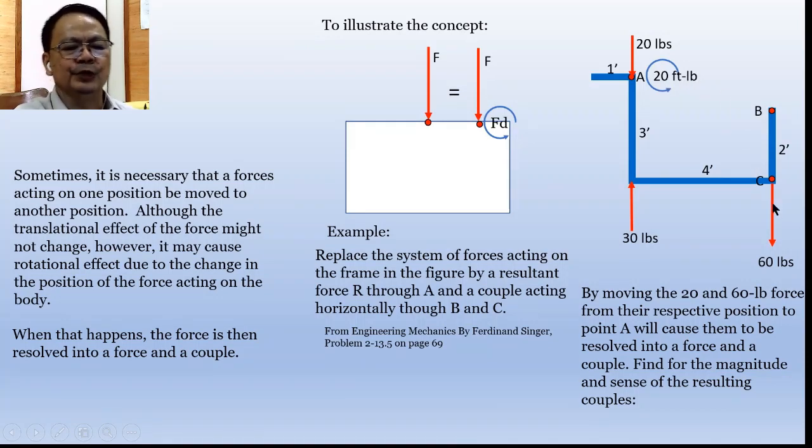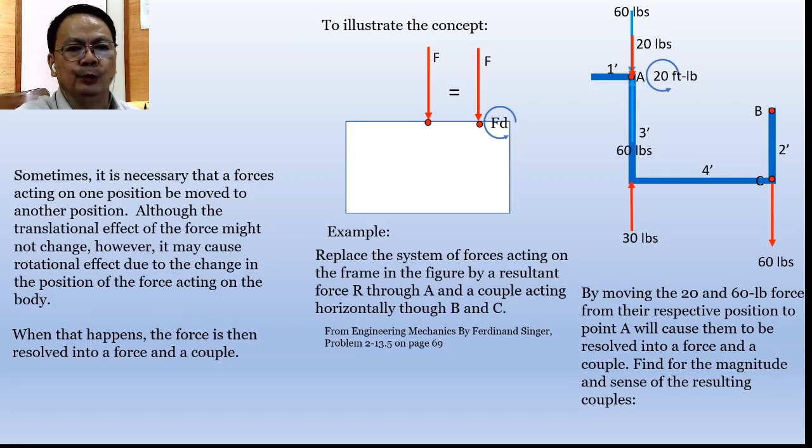Now let us try to do the same. Now look at this 60. If we add a pair of forces at point A whose magnitudes are also equal to 60, with opposite directions and collinear, imagine that we have added here a 60 that is downward and another force of 60 that is upward.